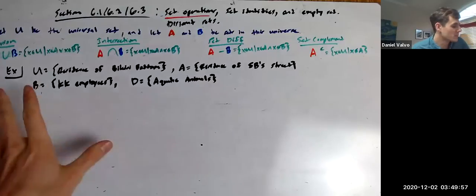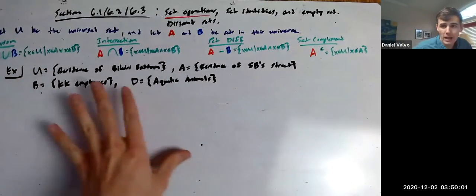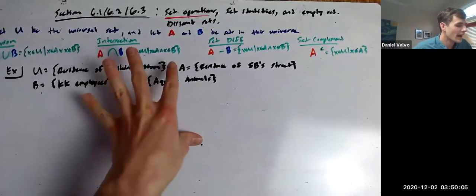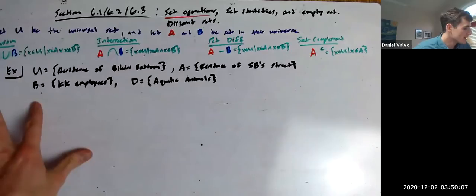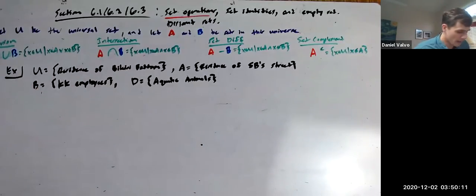So this is our setup. We have residence Bikini Bottom, which is a universe. So A, B, and D are going to be subsets of our universe. And then A is residence of SpongeBob Street, B is Krusty Krab employees, and D is aquatic animals that live in Bikini Bottom.